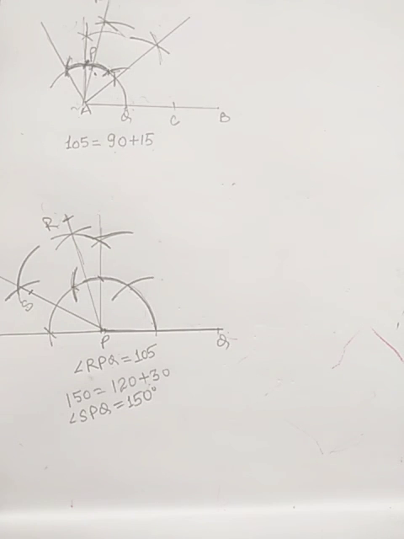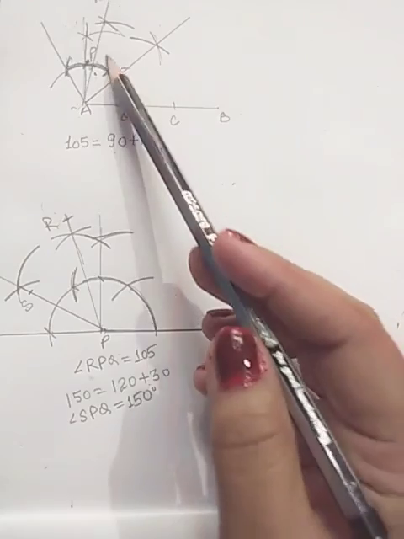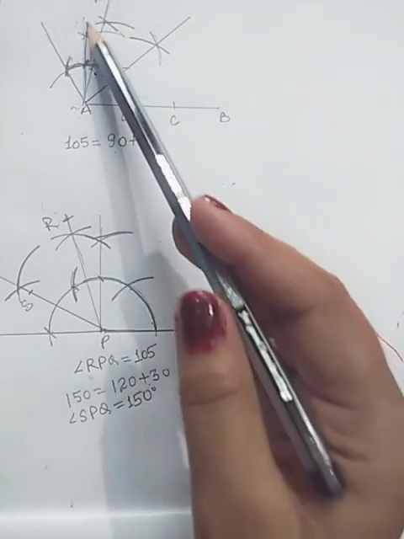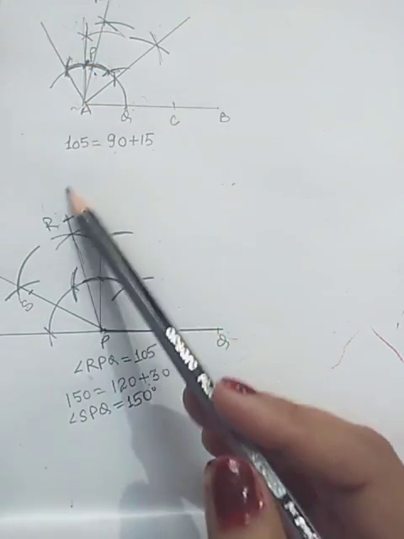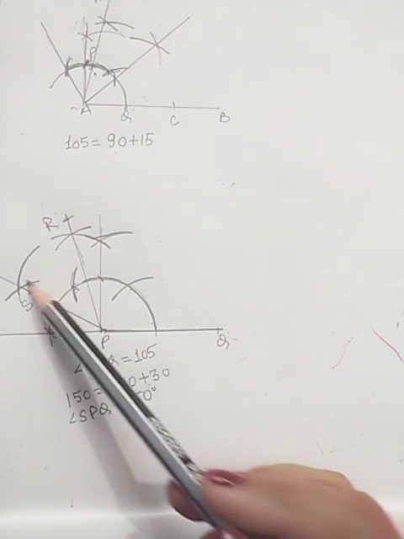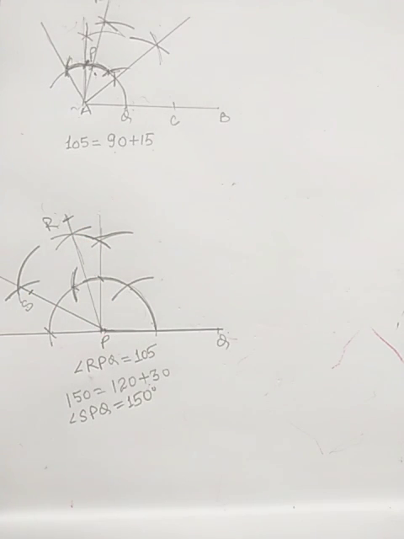In this way we can draw angles. 75 degrees was the first one, this one was 90, then I made 105 here, and the final is 150. Thank you.